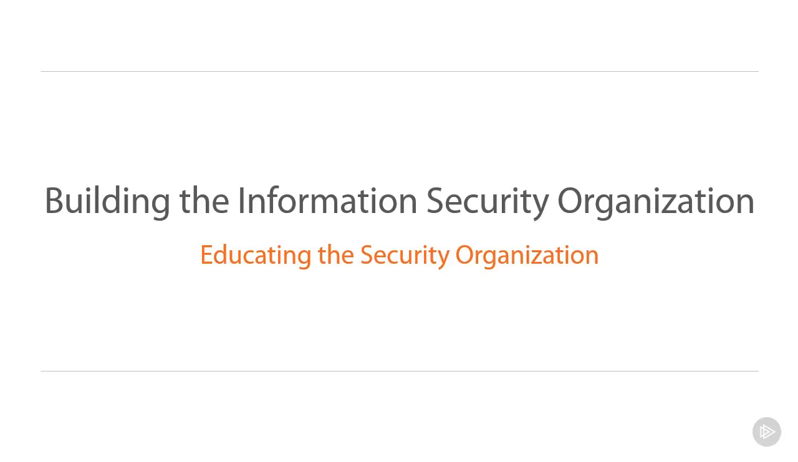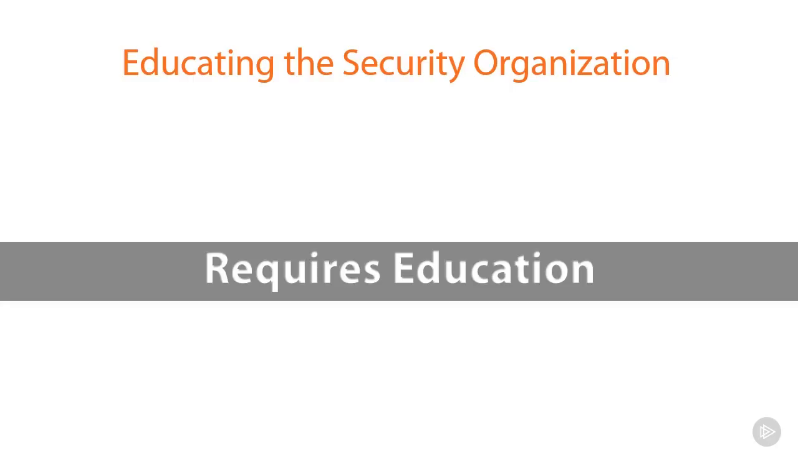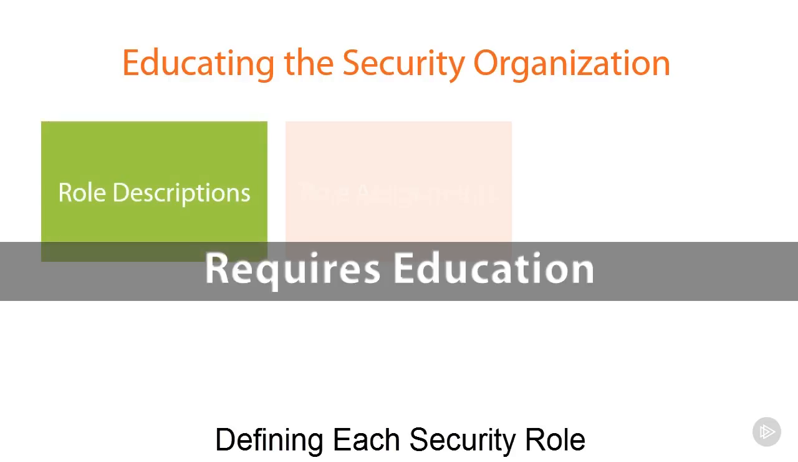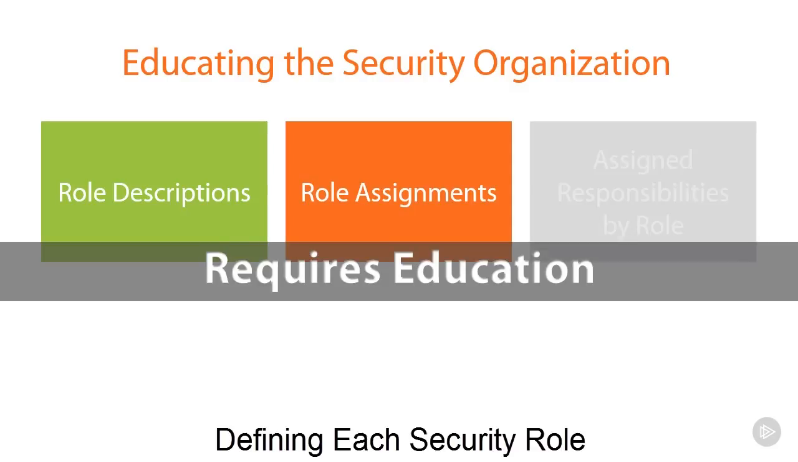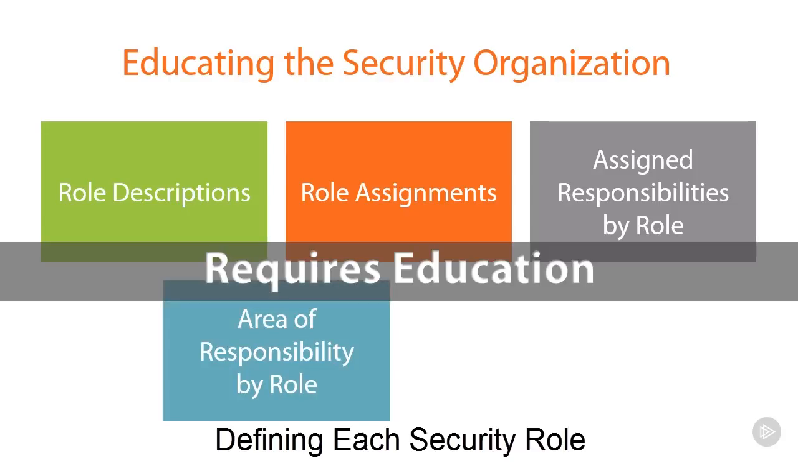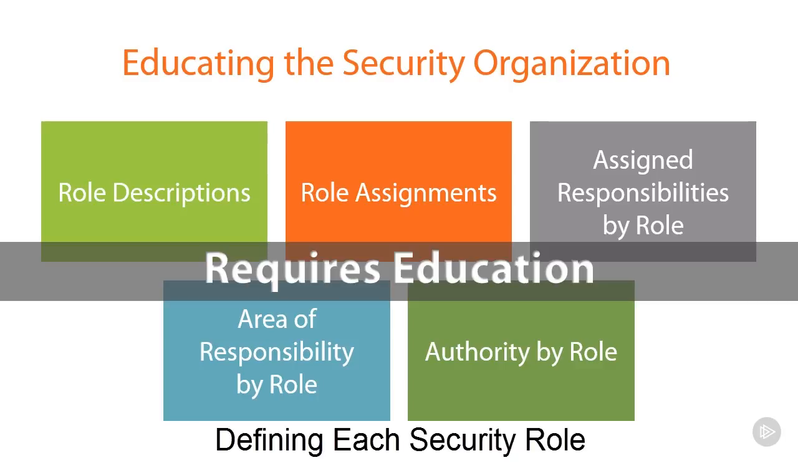That careful planning includes providing the appropriate levels of education and targeted training to all members of the enterprise. Part of training members of the security organization includes clearly defining each and every role that has information security responsibilities. These training topics should include a role description, responsibility assignments, detailed descriptions of the assigned responsibilities, the area of responsibility by role, and what the role is and is not authorized to do.